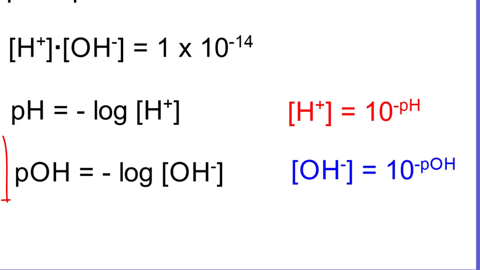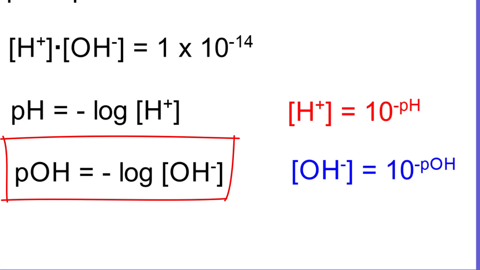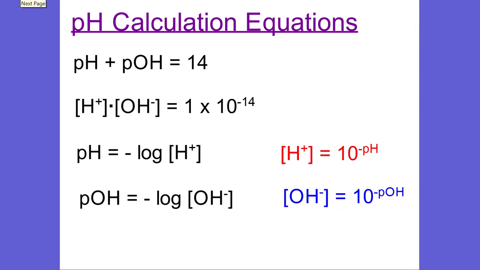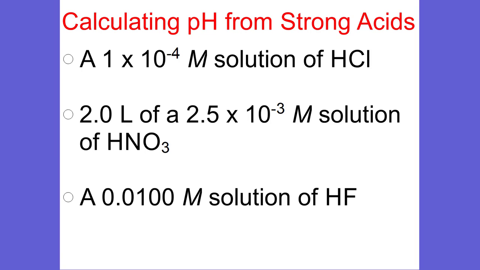We also know our pOH is equal to negative log of OH-, which means the algebra behind that is the OH- equals 10 to the negative of your pOH. So let's get through some problems, and I can show you these pH calculation equations in real world situations.